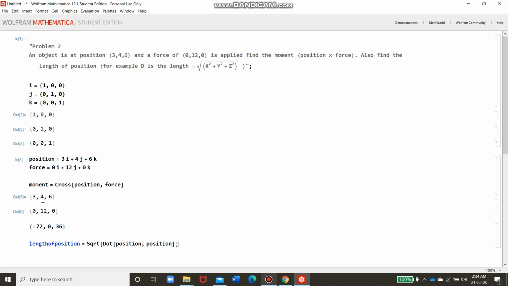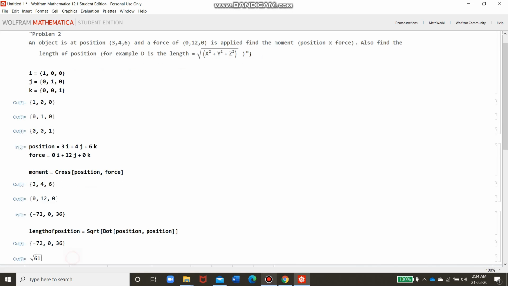All I'm saying is I have a position 3, 4, 6. So I'm just multiplying to find the length of the position. I'm finding the square root of dot position, comma, position, and shift enter. I'm getting root of 61. If you got this answer, it's correct. So this is just an example.